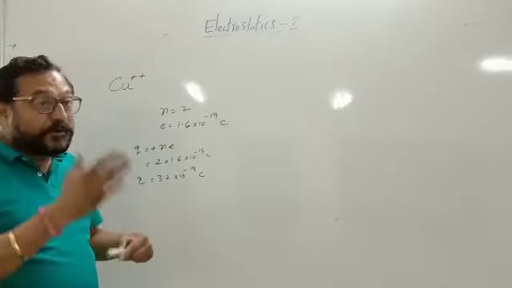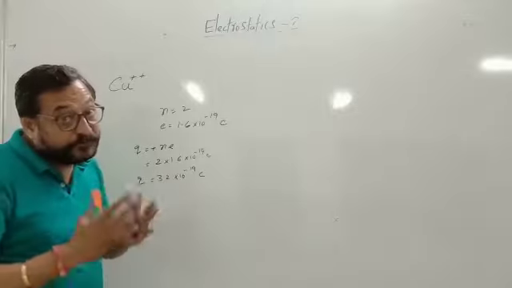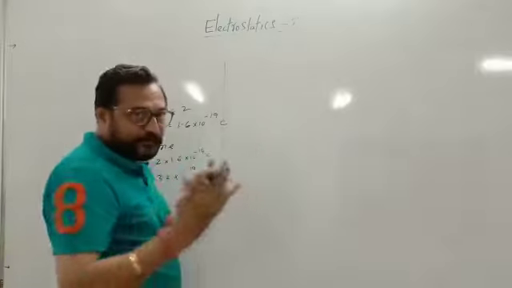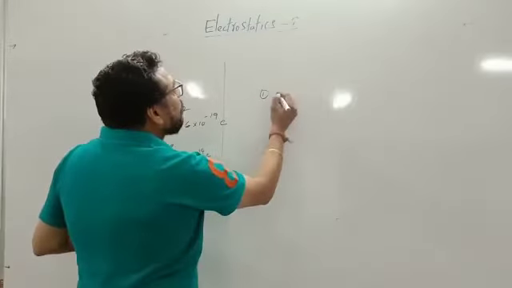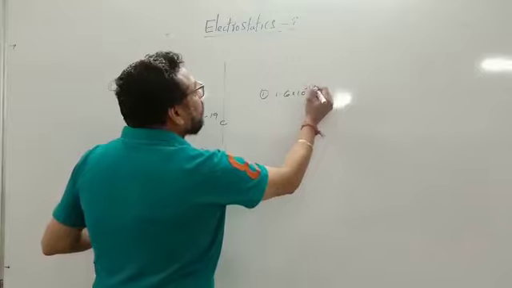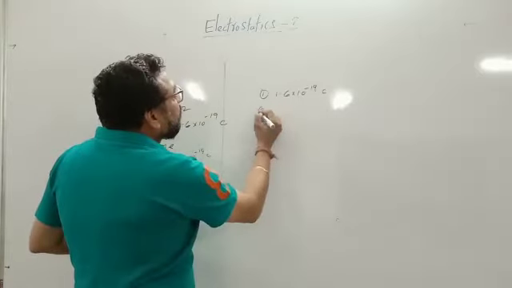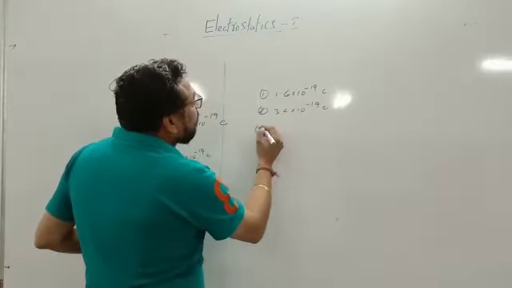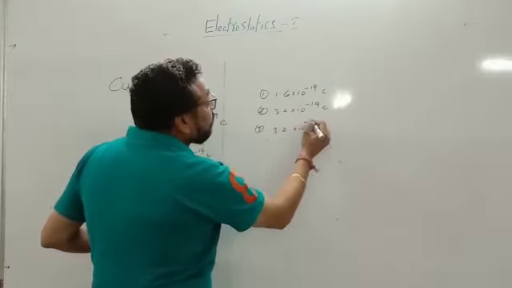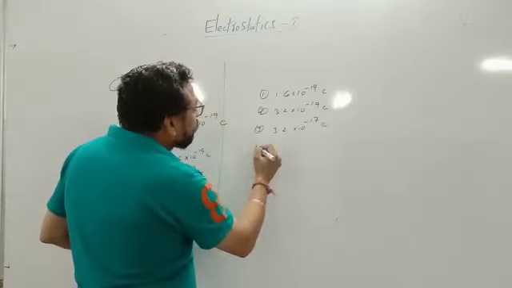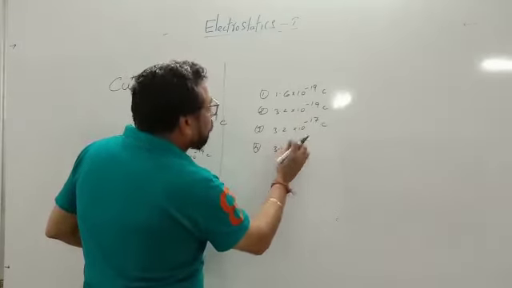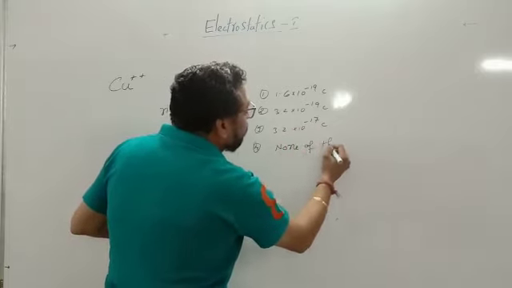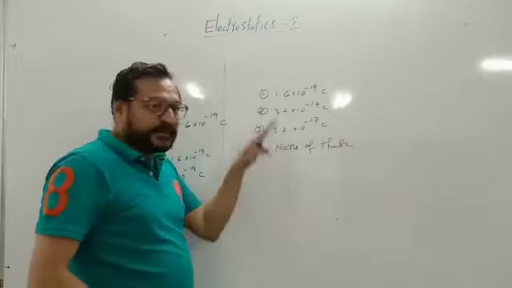Another question, a very important question. Which amount of charge is not possible on an object? Suppose four alternatives are given. First, 1.6 × 10^-19 coulomb. Second alternative is 3.2 × 10^-19 coulomb. Third alternative is 3.2 × 10^-17 coulomb. And the fourth one is none of these.